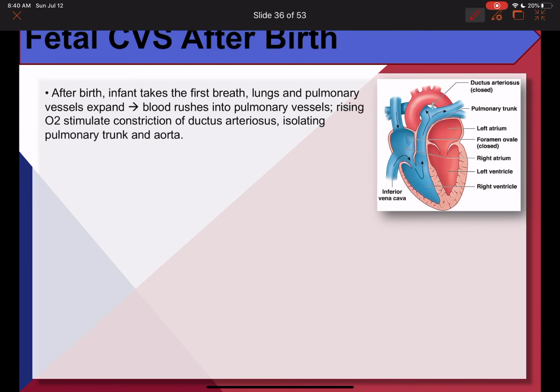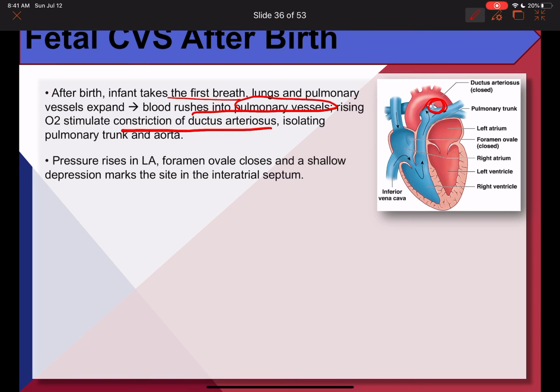Now, once a baby is born, when they take their first breath, the lungs and pulmonary vessels are allowed to expand. Blood will rush into the pulmonary vessels, and that rising oxygen level will stimulate constriction of the ductus arteriosus, and it becomes closed once you have all that pressure coming through. Now you will be able to isolate the pulmonary trunk from the aorta. Blood no longer travels from the pulmonary trunk into the aorta. If that happened, we'd be in trouble, because we'd be mixing oxygenated with deoxygenated blood all the time.